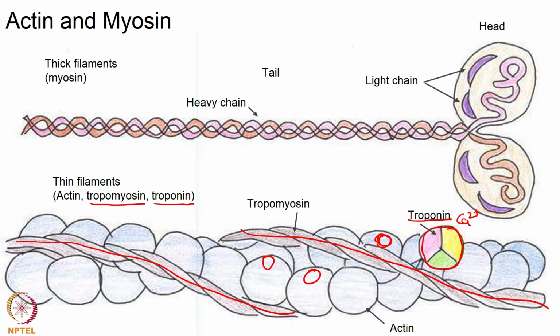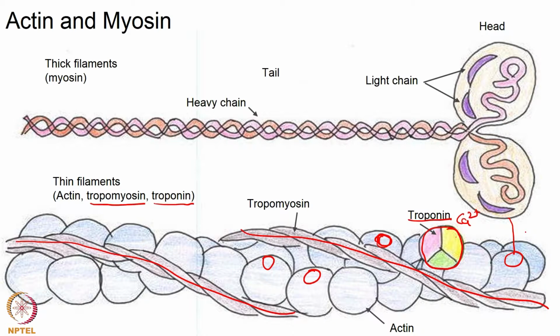So, calcium acts as the key that opens the lock of binding sites. In other words, tropomyosin is locking the binding sites. Whenever calcium comes in, it attaches to troponin and opens the lock in such a way that the binding sites are exposed and free to host the head of the thick filament.